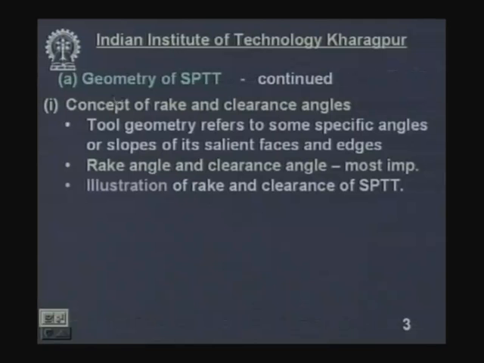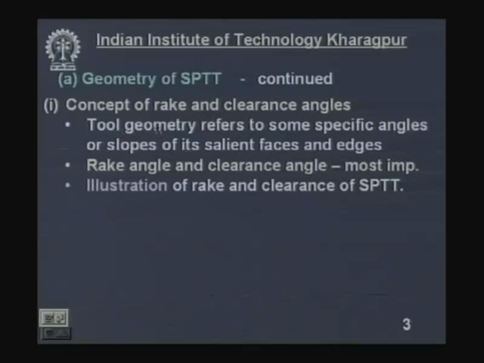Now come to geometry of single point turning tool, the continued concept of rake and clearance angles. When you talk about tool geometry, the rake angle and clearance angle are the most important. Tool geometry refers to some specific angles or slopes of the cutting tool's salient faces and edges, or cutting edges. Rake angle and clearance angle are the most important features of the cutting tool.